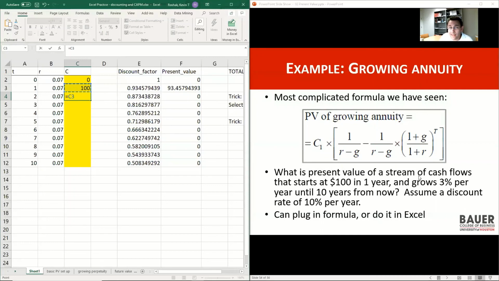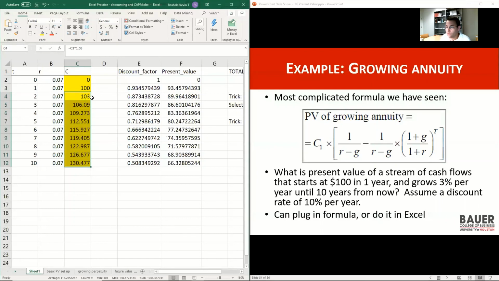That's what the problem is telling us to do. So how do you grow a cash flow by 3%? You just multiply it by 1.03. And we see that $100 turns into $103 the next year. We have this formula. We're just going to fill it down like I showed you before. Highlight the cells below it, hit Control D, and right away we get all the cash flows for this ugly growing annuity. We didn't have to mash our calculators. It just pops up once we get the formula down.